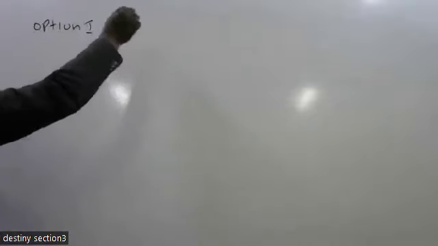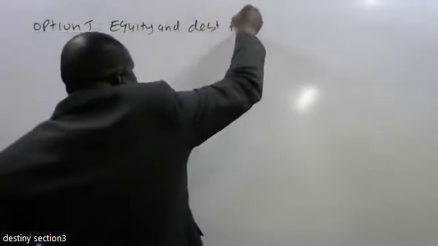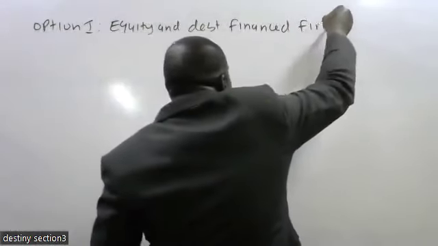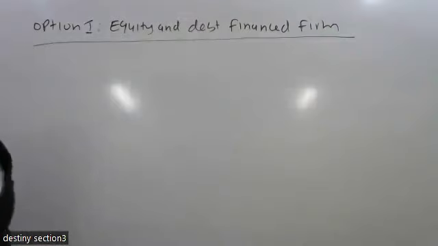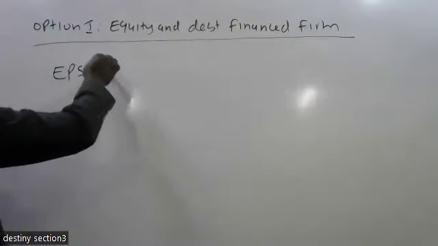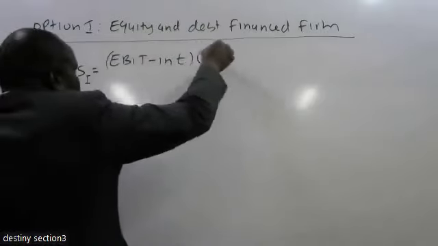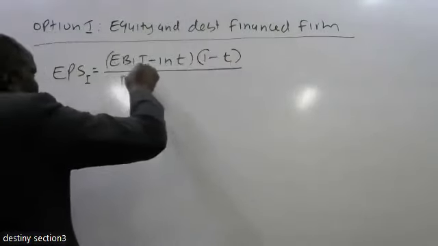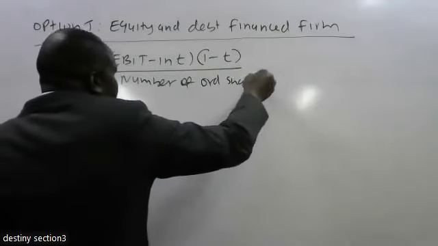So as we analyze option 1, the firm is equity and debt financed. So earnings per share for option 1 will be given by earnings before interest and tax, we subtract interest, then multiply by 1 minus the tax rate, and we divide by the number of ordinary shares.